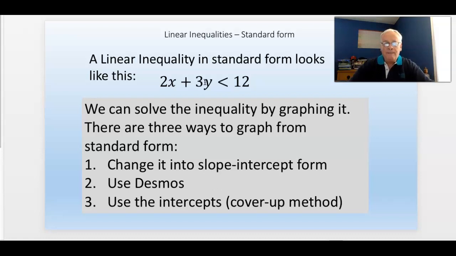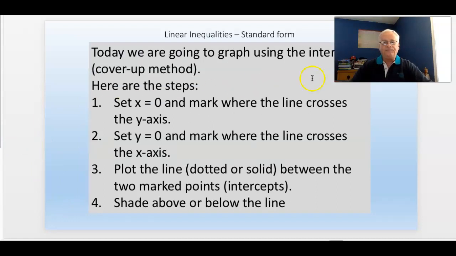Or number two, you can use Desmos. Just put it in there in standard form, just like that. Desmos will graph it for you. Or number three, you can use the intercepts, which is called the Coverup Method. And that's what we're going to learn here today. Use the x and y intercepts.